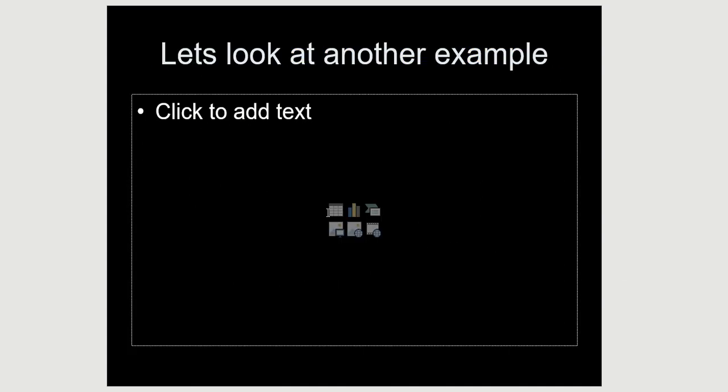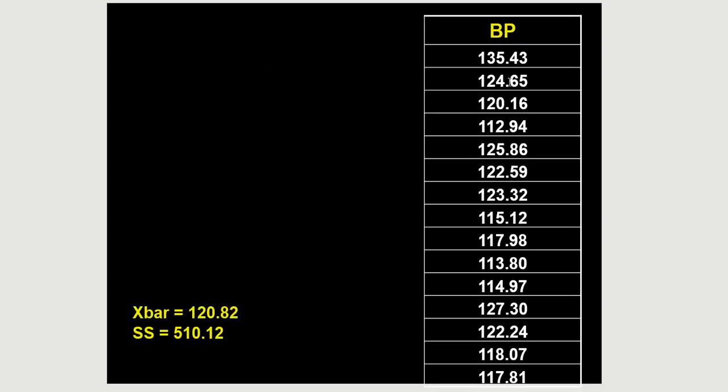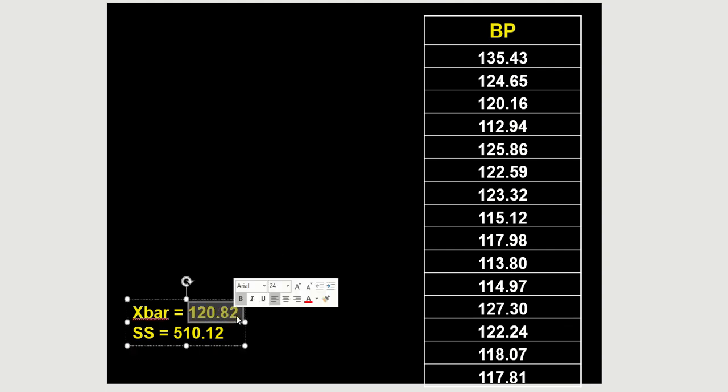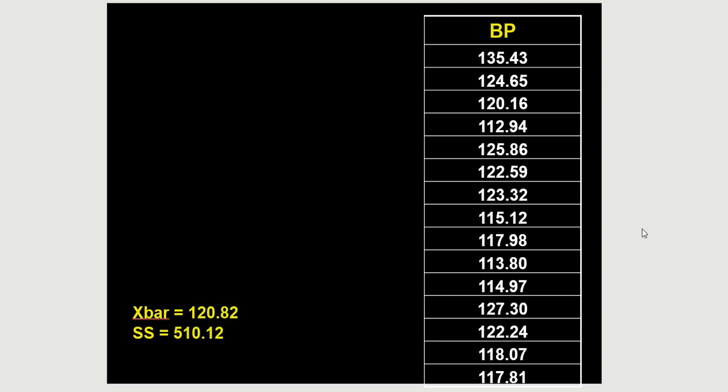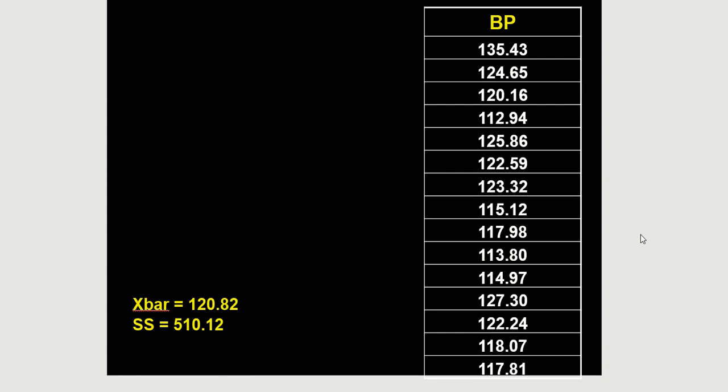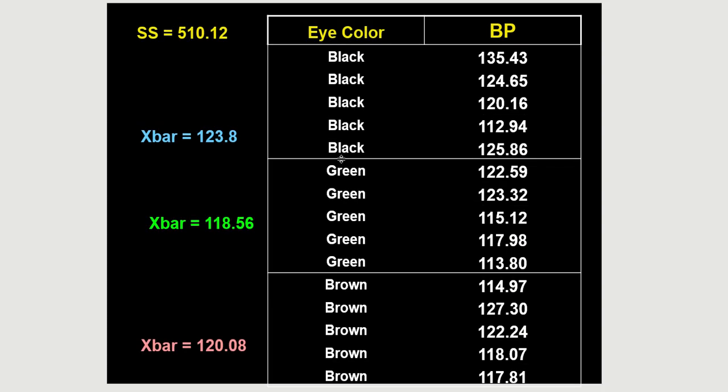Okay, so let's look at another example. Here, it's actually the same set of data, the same 15 observations of blood pressure. So the average of these 15 is what I've been calling the average of the averages. It's still the same, it hasn't changed, and the sum of squares total hasn't changed. These are the same 15 values, so they shouldn't be different. But this time I'm going to group them according to eye colors. So they're grouped differently now: those that have black eyes, green eyes, and brown eyes.